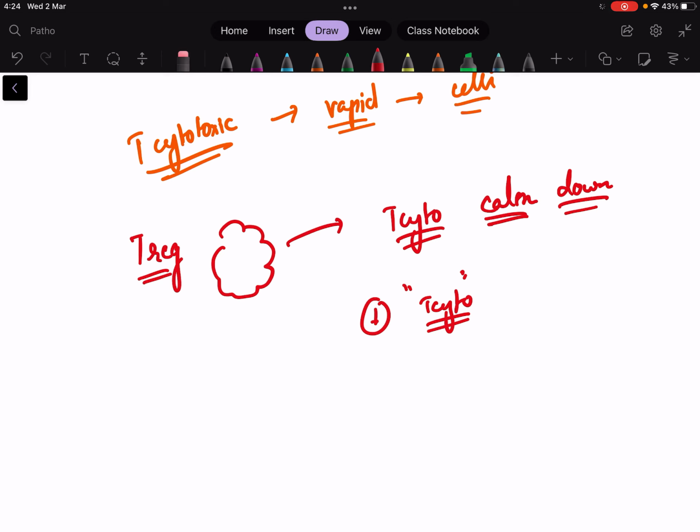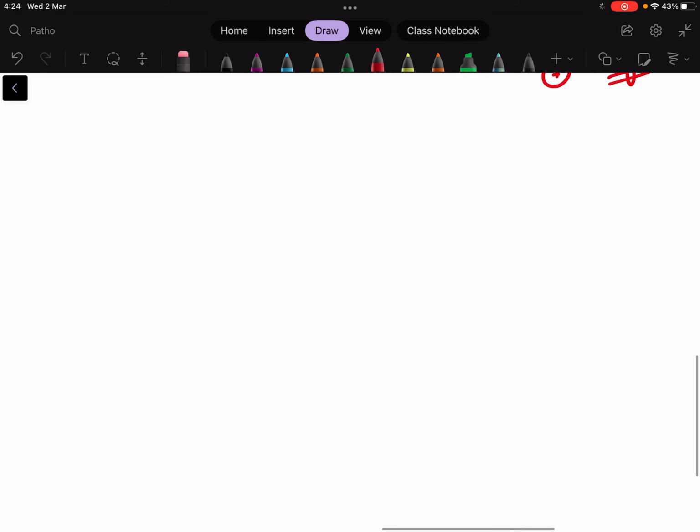Now I hope you guys have understood everything about it. So basically your cell mediated immunity consists of mainly three types of T cells: T helper cells, T cytotoxic cells, and T regulatory cells.